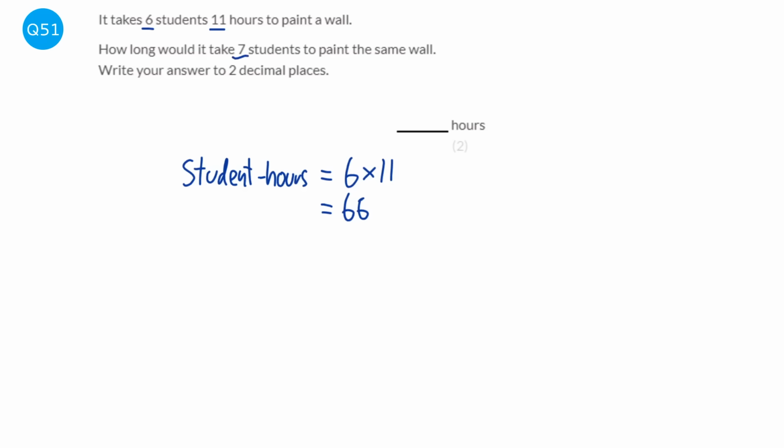And it says how long will it take 7 students? Well, if there's 66 student hours, but they're sharing the time, we just divide 66 by 7. So 66 divided by 7 is 9.428 and so on. And it says it wants 2 decimal places, so it will take them 9.43 hours. Now check this makes sense. We've got 6 students and it takes them 11 hours. So we'd think if we had more students helping to paint the wall, it would take fewer hours. So we've gone from 11 hours to about 9.5. So that sounds right.